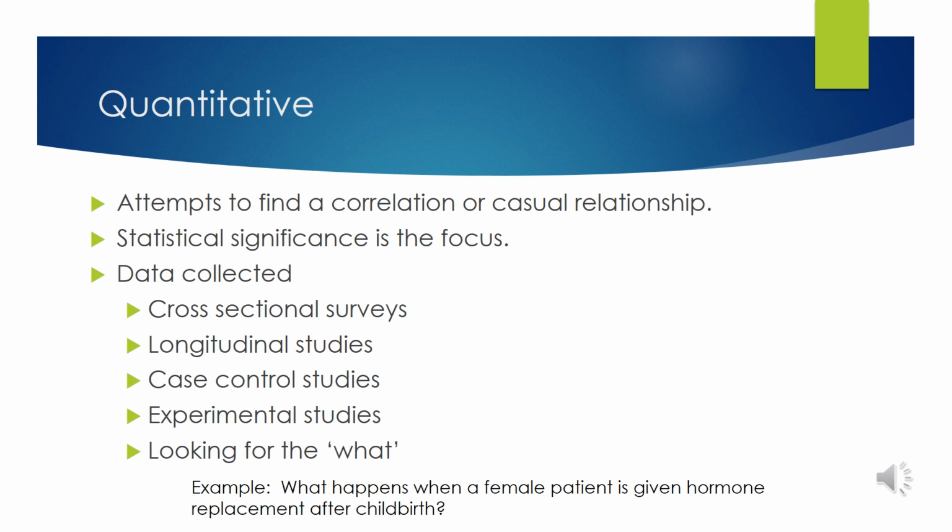Usually with our quantitative research designs, we are attempting to find a correlation or that causal relationship. Statistical analysis, data statistics is significantly the focus. Data collection can be done in cross-sectional surveys, longitudinal studies, case-control studies, experimental studies, and here the research design really is looking at the what is happening. So an example I have here is what happens when a female patient is given hormone replacement after childbirth.